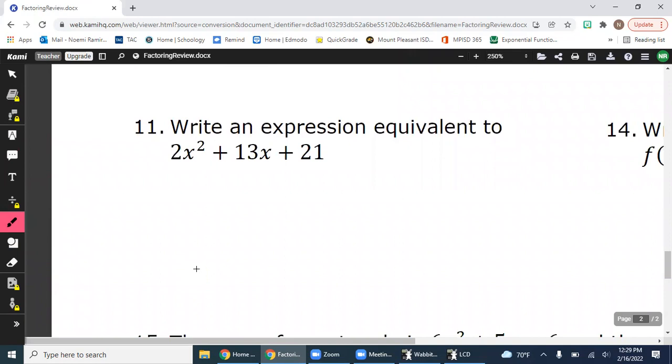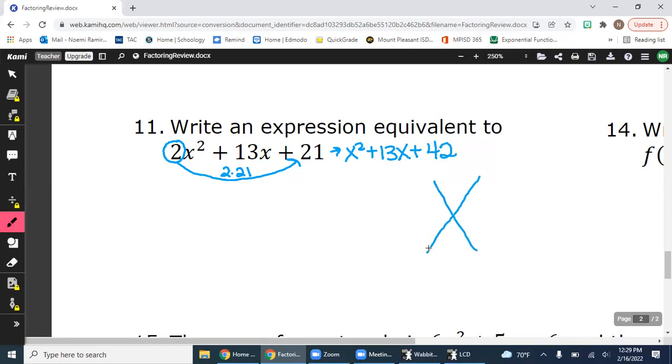Similar process, but what's the difference here? There's a 2 in front of the x squared. That means we have to do what? Kidnap. And what does it mean to kidnap? Multiply, so 2 times 21. That changes our expression to x squared plus 13x plus what? 42. Now we can go ahead and put it into our diamond. What number goes on the top? And what number on the bottom?